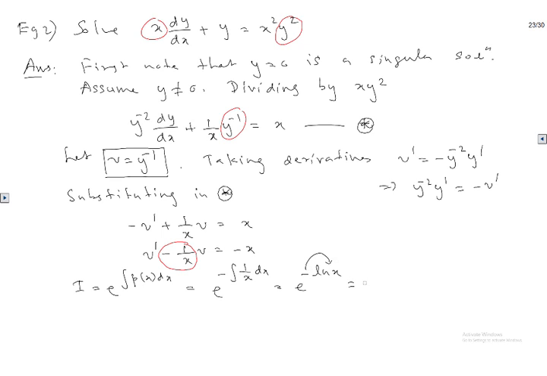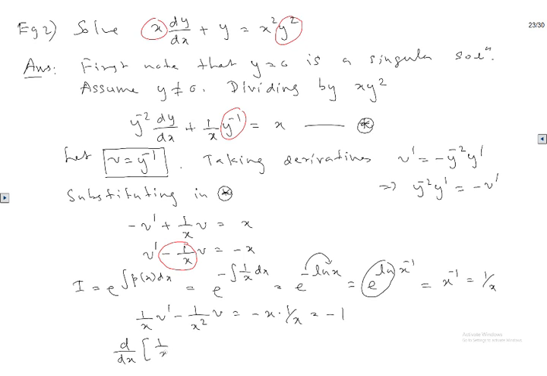Bring the negative sign inside, so that means this is e to the ln x to the negative 1. This term gets cancelled, so you get x to the negative 1, or 1 over x. Okay, so that is the integrating factor. So we're going to multiply by that. Once you multiply by that, you're going to get 1 over x v prime minus 1 over x squared v equals negative x times 1 over x, that means negative 1.